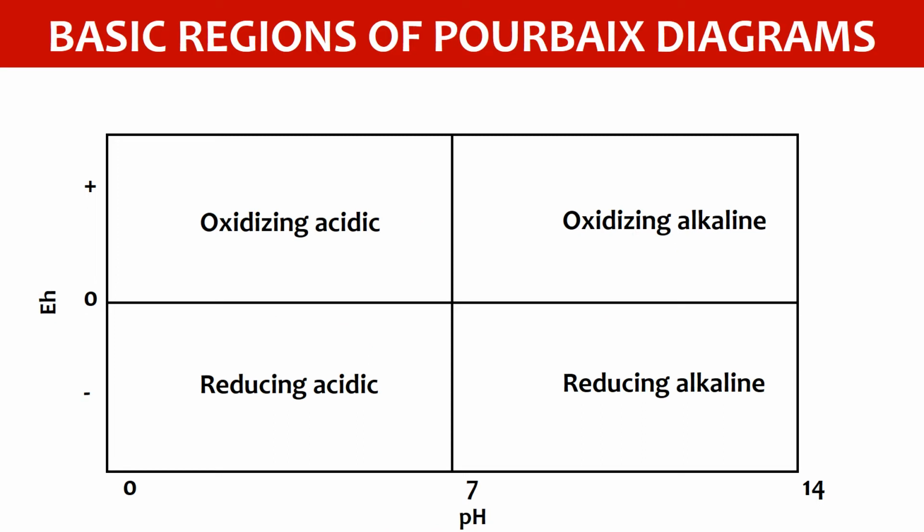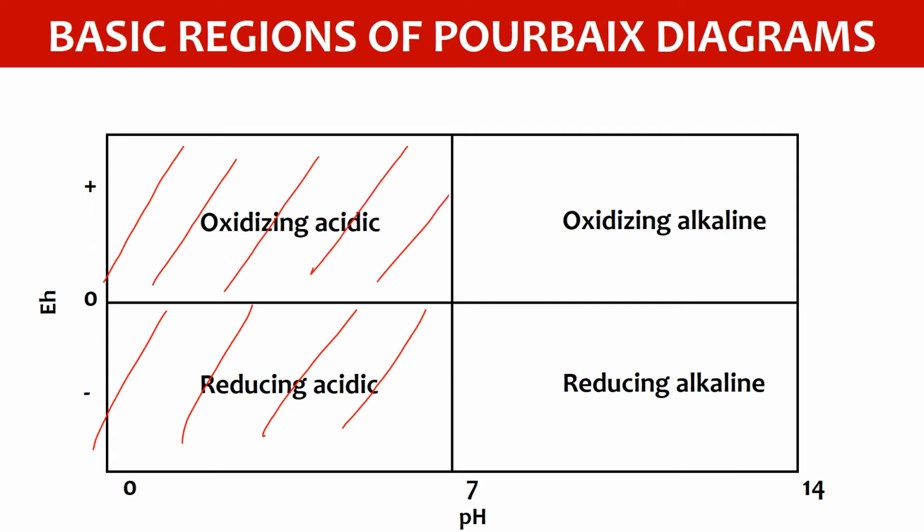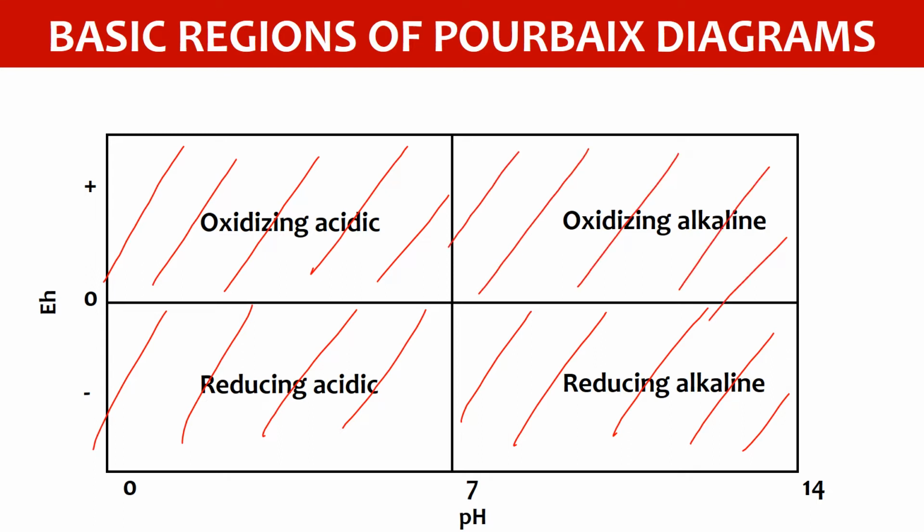So we can actually separate our Pourbaix diagram into 4 regions. Below 7 and below 0 is acidic and reducing. Above 0 but below 7 is oxidizing but still acidic. Above 7 and below 0 is alkaline but in reducing condition. And above 7 and above 0, these are oxidizing alkaline conditions.